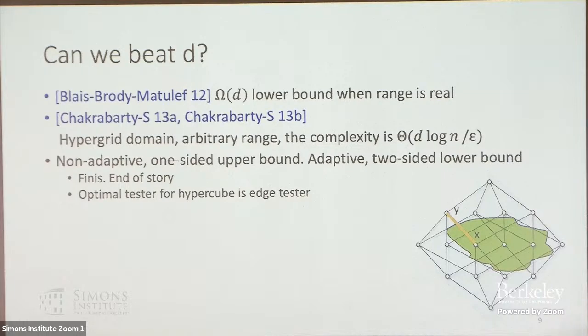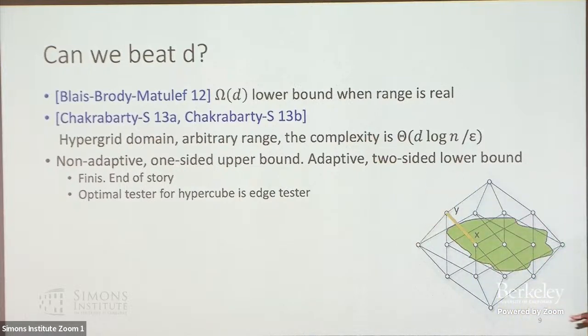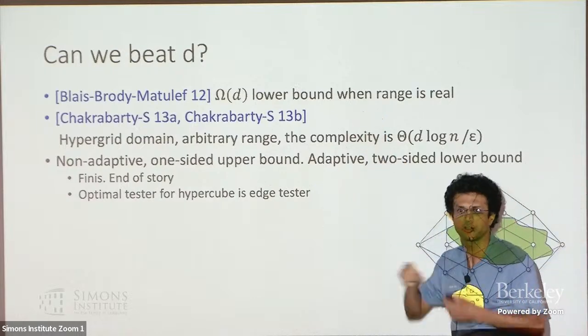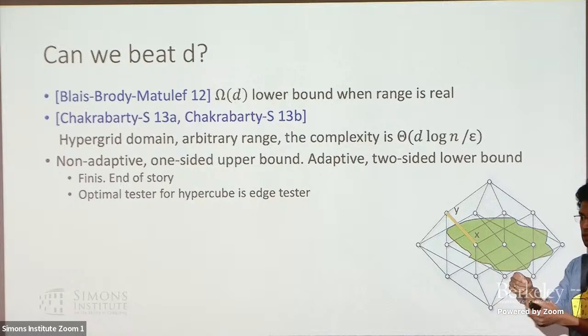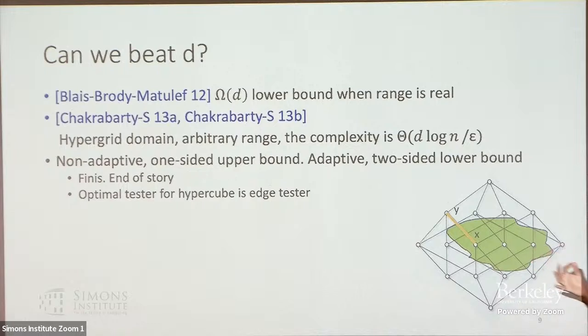And this seemed like, okay, this is the end of the story, right? It's a non-adaptive one-sided upper bound. The lower bound is an adaptive two-sided lower bound. And the optimal tester, when you look at these results for the hypercube, is the edge tester. The optimal tester for the hypergrid is a little more complicated, but again, it's about looking at a one-dimensional structure and then looking at the function restricted to that, sort of. So it seems like, okay, this is it.